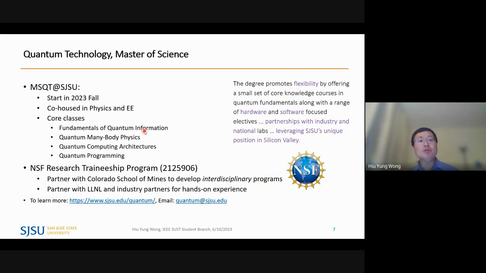We also have a new program, Master of Science in Quantum Technology. So this is a program itself. You will get a master's degree in quantum technology related to quantum computing, quantum sensing, and quantum communication. It's sponsored by the National Science Foundation. If you're interested, you can visit the website to take a look.